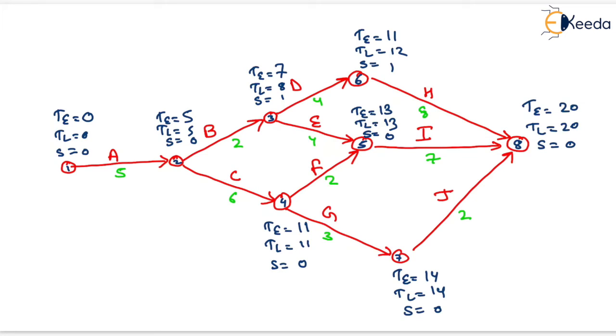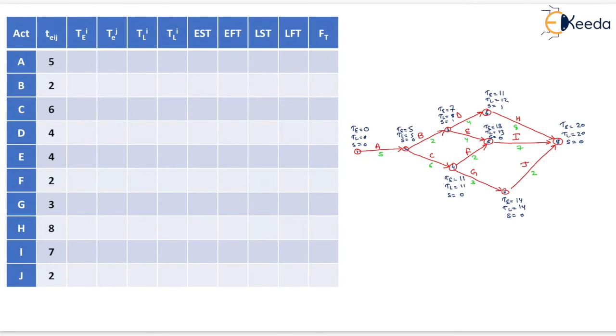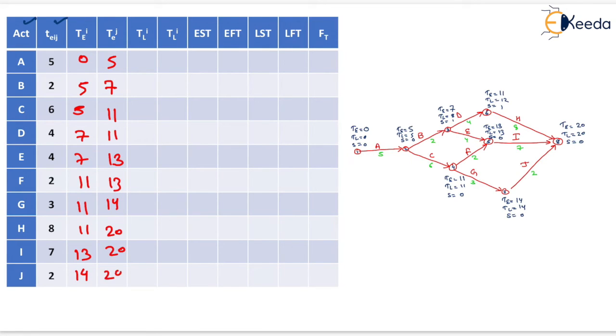Now that will be the slack, TE, TL for all the events. Now we will fill this table. In this table, activity is already written and TEIJ, that is activity duration, already written. Now TEI value will be equal to 0, 5, 5, 7, 7, 11, 11, 11, 13, 14. That will be the TEI value. Similarly, we can fill the TEJ value, that is 5, 7, 11, 11, 13, 13, 14, 20, 20 and 20.